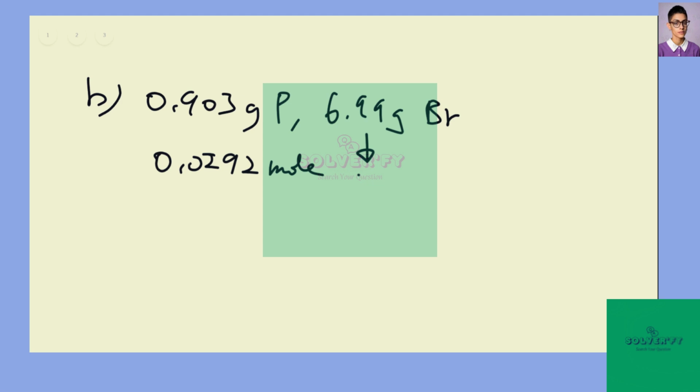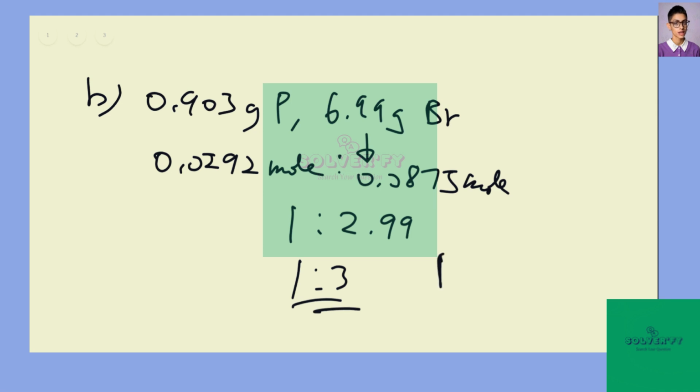Okay, so for bromine, we have 6.99 gram of bromine, and the bromine molar mass is 79.9 gram per mole. So we have 0.0875 moles. Now we are going to find the ratio between them. Again, we divide everything by the smallest number, and we should find roughly 1 to 2.99, so 1 to 3. So the empirical formula will be PBr3.